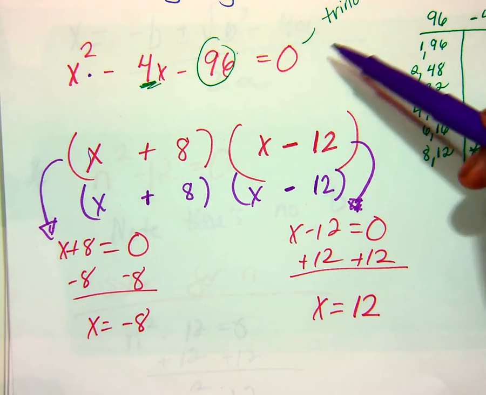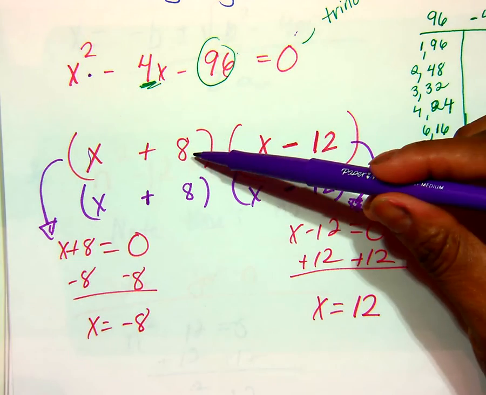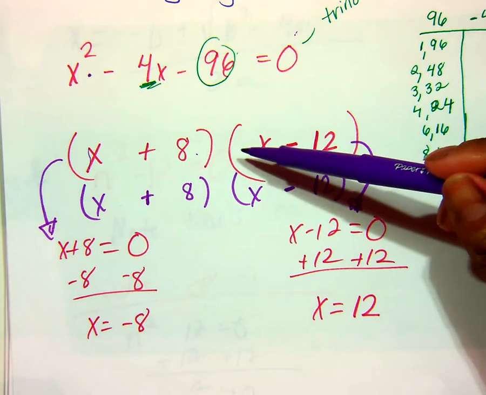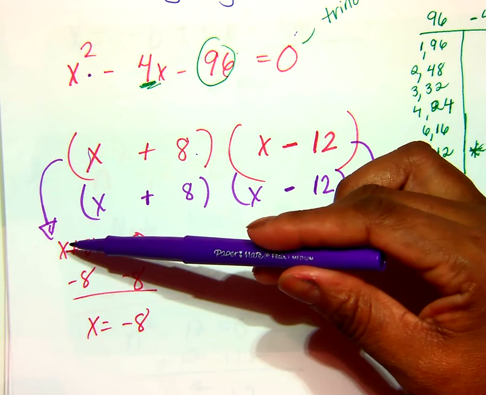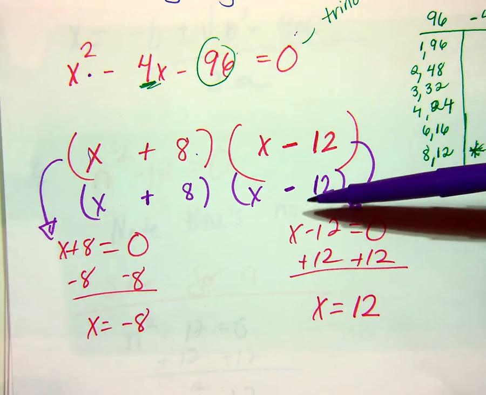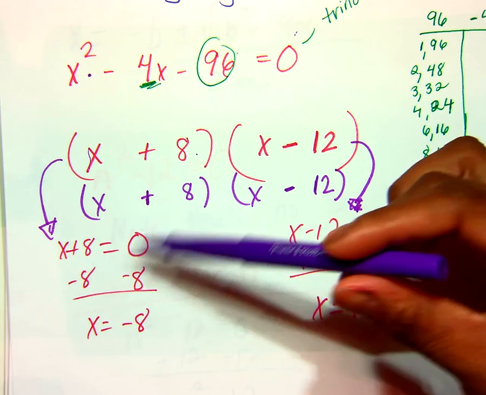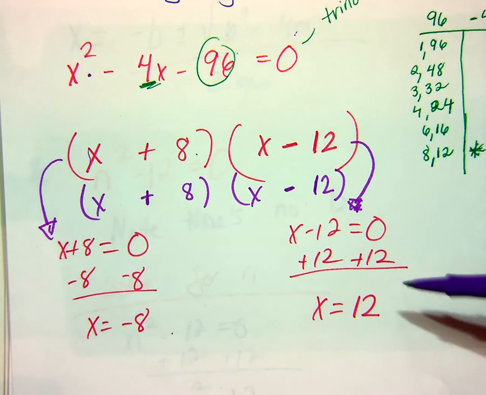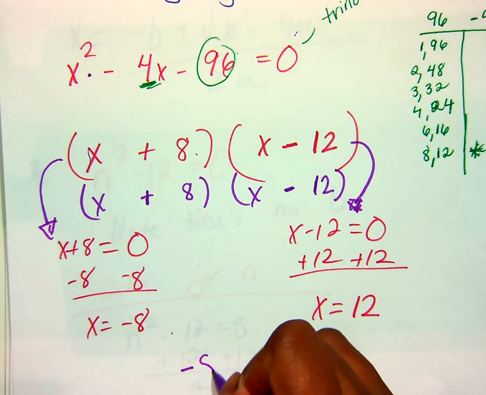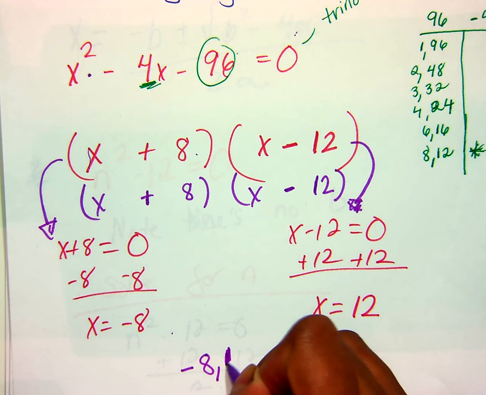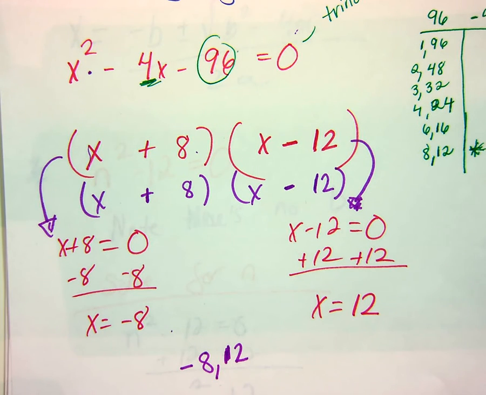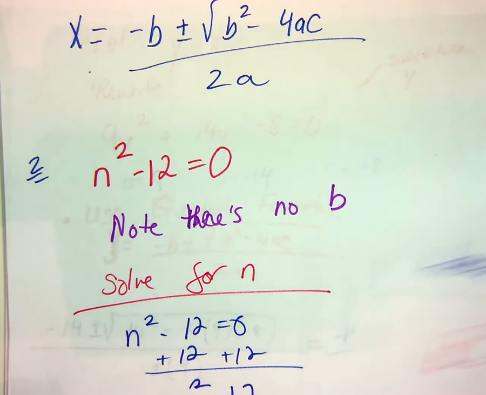Notice how the initial trinomial equals zero, where we're going to let each one of these individual binomials equal 0 now. So x plus 8 equals 0, and then x minus 12 equals 0. When you solve for x for each one, notice how you have the final answers. So therefore, your solution set, again, just like our first one when we did the quadratic formula, is negative 8 and 12.